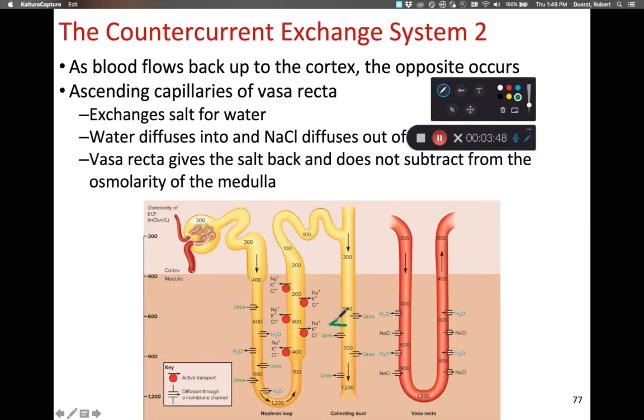So urea can go out of the filtrate in the collecting duct to the extracellular fluid of the renal medulla. And then within the descending limb of the nephron loop, urea can go back into the filtrate. So the filtrate gains urea on the descending limb of the nephron loop and then loses urea within the collecting duct.